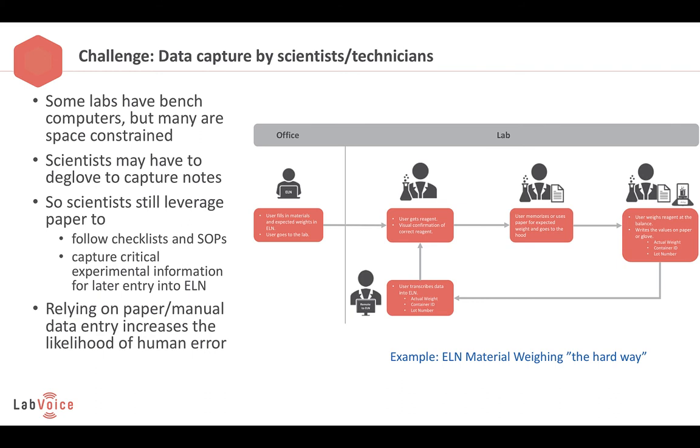So how do scientists deal with this? Well, they use paper. This is nicely illustrated with the example on the right here for a simple material weighing. The scientists start off in the office, they create an ELN experiment, and then enter the material and expected weights. Then they memorize that, or write it all down on a piece of paper, and go into the lab. In the lab, the piece of paper tells them what they need to weigh out, and then, of course, they write the actual weight and associated data on the same piece of paper or on the back of their glove. And finally, and this should probably be shown as back in the office on that diagram, they transcribe all that data into the ELN. So that's inefficient, and you can definitely see the opportunities for transcription errors all the way along the path there.